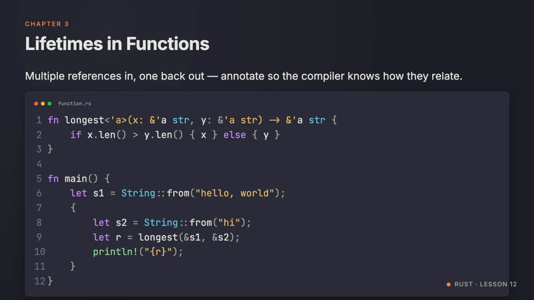If you try to use the result after one of the inputs has gone out of scope, the compiler stops you. This is where lifetimes most commonly show up in real code, when you have a function that takes multiple references and returns one derived from them. The rule is always the same: express the relationship explicitly, and the compiler does the rest.